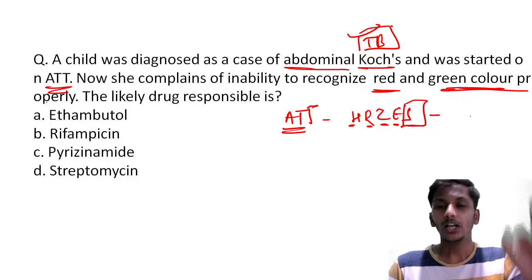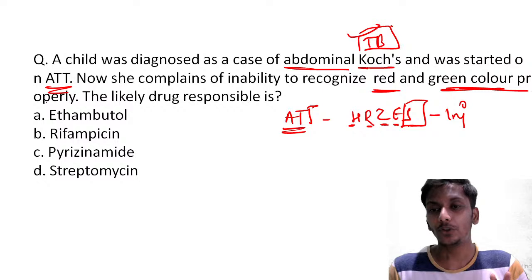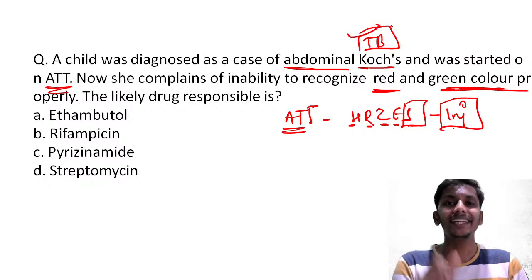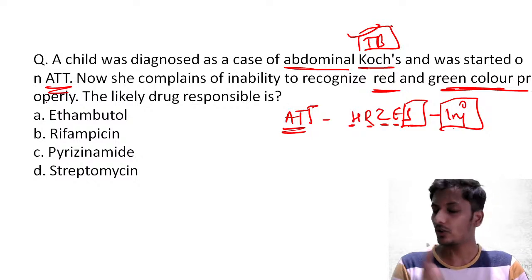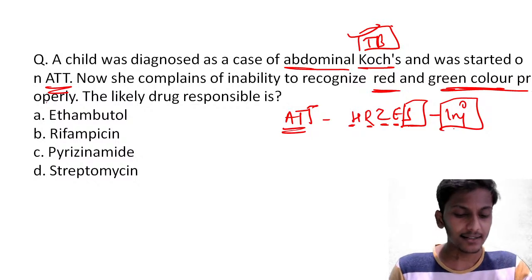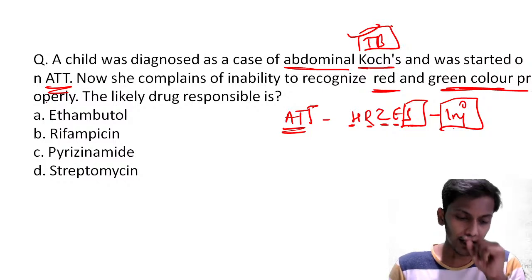एक point याद रखना, the only injectable first line anti-tubercular drug is streptomycin. This question had come. The only injectable anti-tubercular drug which is first line is streptomycin. So important one is this, okay? याद क्या रखना streptomycin के बारे में? Only injectable first line anti-tubercular agent, okay?